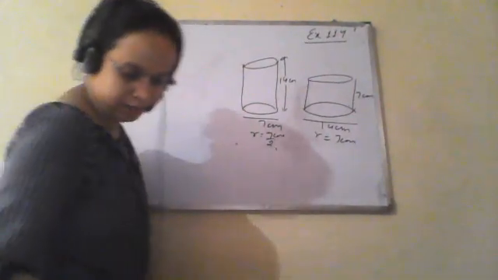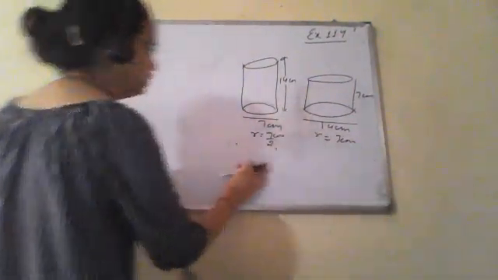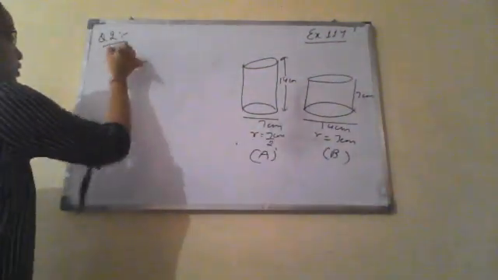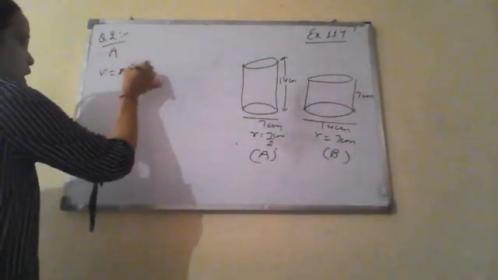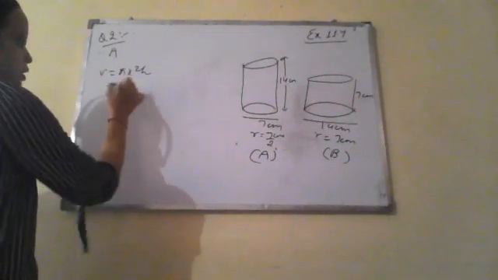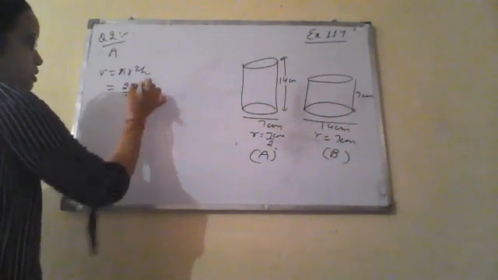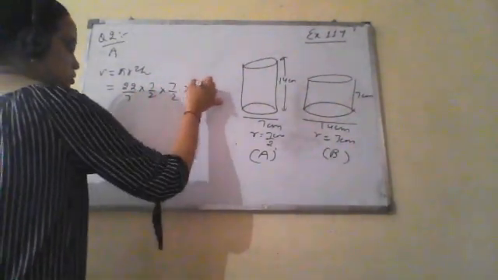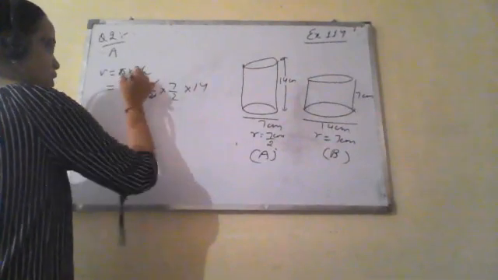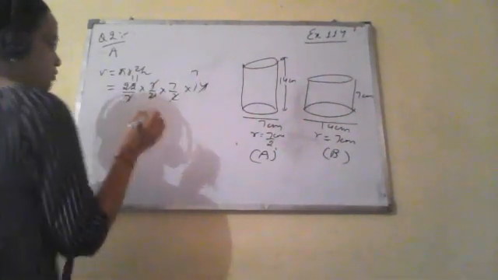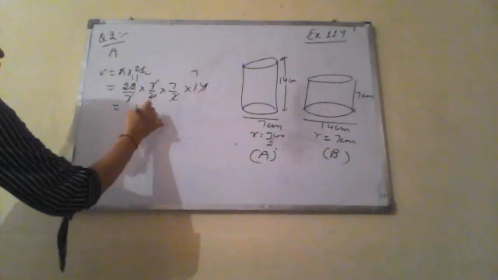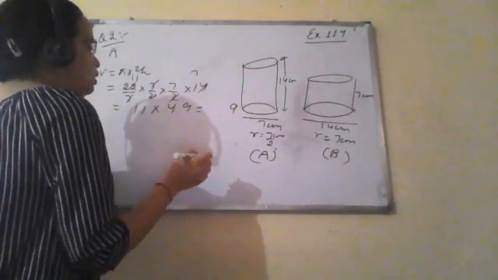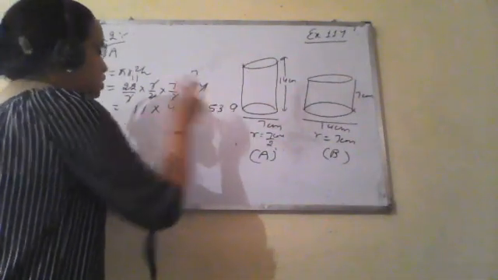Now we will calculate for figure A and for figure B. For A, volume is pi r square h. It is 22 by 7. R is 7 by 2 into 7 by 2 and h is 14. So this is 11 and this is 7. So this is 11 into 49. This is 11 and the 99. 539. Yes.